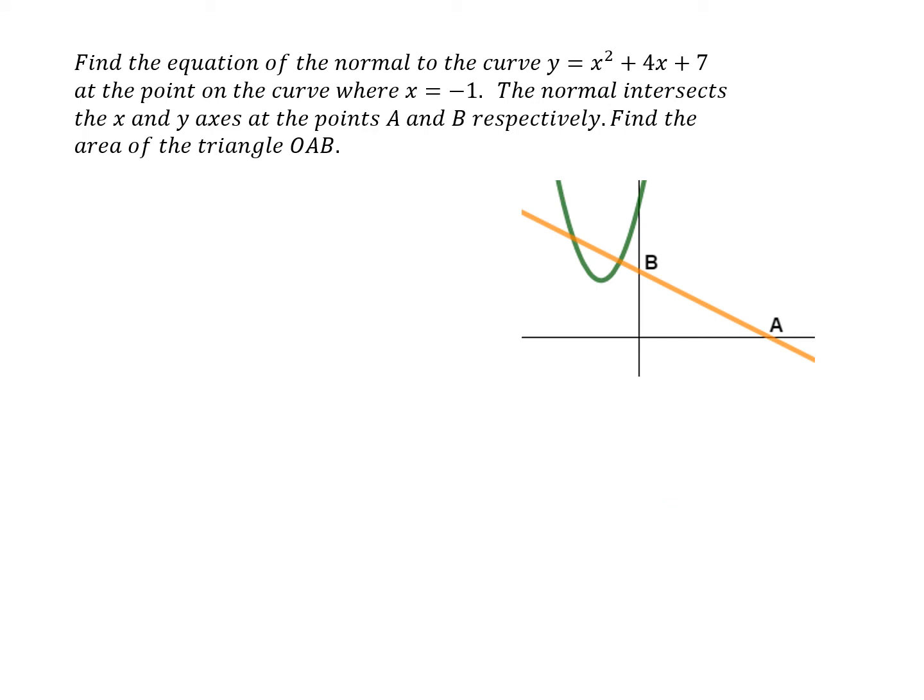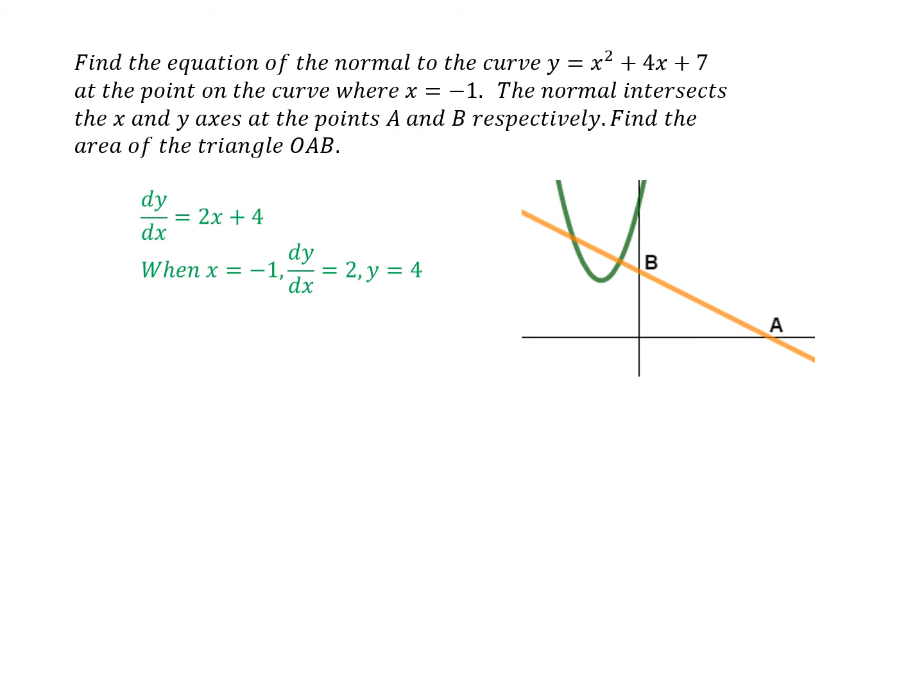So to find the gradient, I'm going to differentiate. So when I do that, I get 2x plus 4. Substitute the value minus 1 into that to give me the gradient at the point of intersection, and substitute the value of x equals minus 1 into here to find the value of y. That gives me those values there. When x is minus 1, dy/dx is 2, and y equals 4.